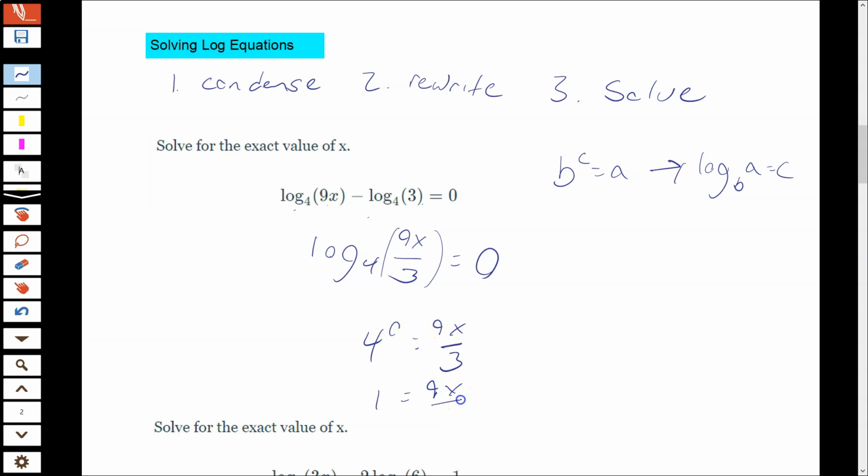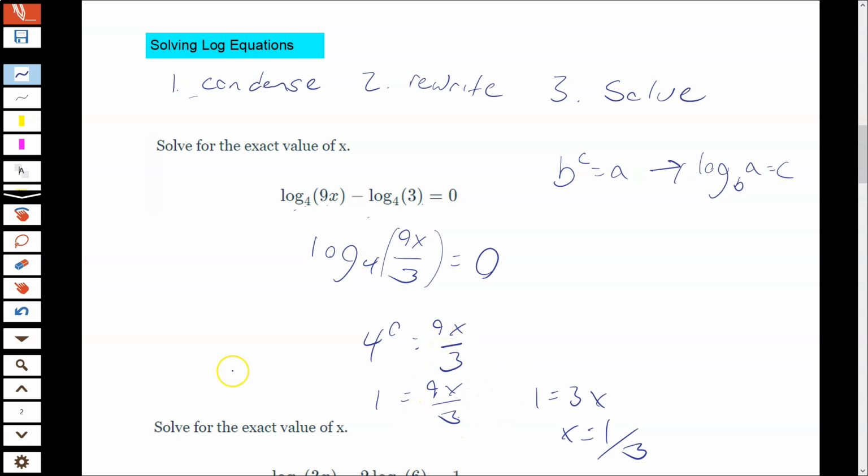1 equals 9x over 3. And then there's a couple things I could do here. I could do times 3 on both sides and then divide by 9, or I could just see that 9 over 3 is just 3, right? So I get 1 equals 3x, and then x equals 1/3. Okay, so that's our first example. We condensed, we combined our 2 logarithms here. We rewrote it as an exponential, and then we just solved for x.